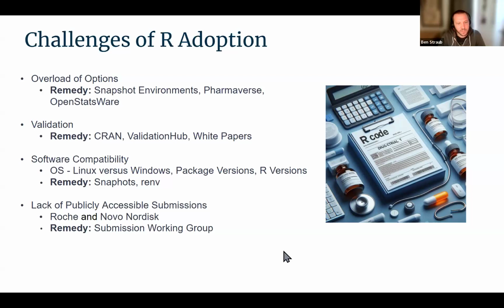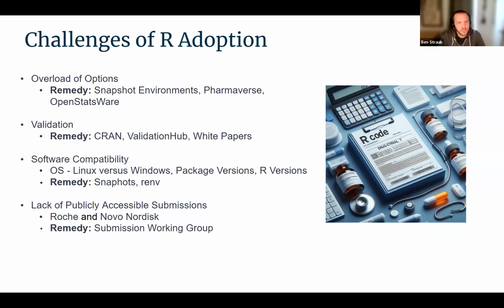The question is how do we validate some of these packages behind the scenes? I think CRAN is a great package repository, but we kind of need a little bit more validation. So things like the Validation Hub, there are some great white papers out there that deal with that.